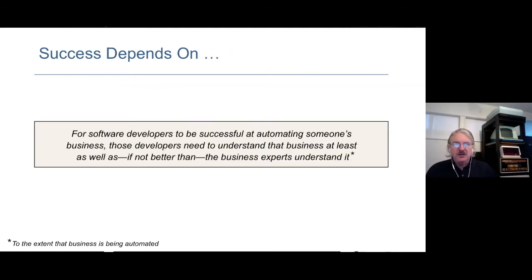Which then leads to the observation that, look, if the software developers want to be successful at automating somebody's business, then those developers need to understand that business at least as well as, if not better than, the business experts understand it. Little asterisk there. The little asterisk is to say that this applies only to the extent that the business is being automated. Look, if I'm automating bank deposits, bank accounts, then I certainly have to understand the banking policies and processes. If I'm automating TCP/IP, I need to understand TCP/IP policies and processes. I do not need to know how to run an entire bank. But to the extent that I'm automating bank accounts, I have to understand bank accounts as well as the business experts in the bank understand bank accounts. If that's what they want automated, I have to understand that about the policies and the processes.